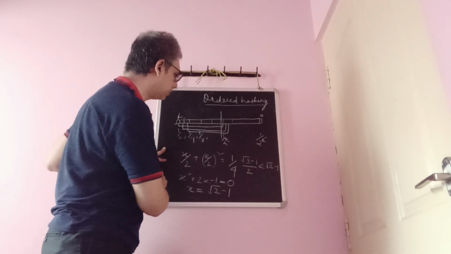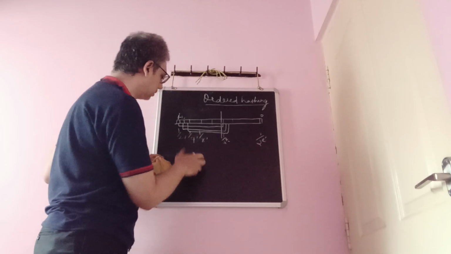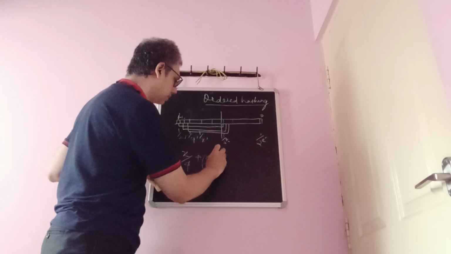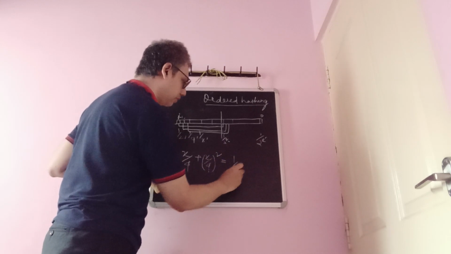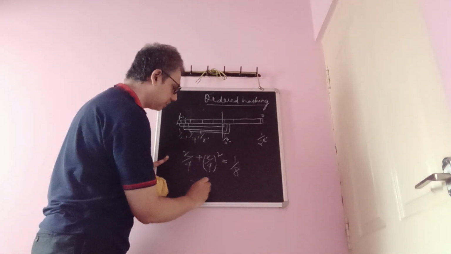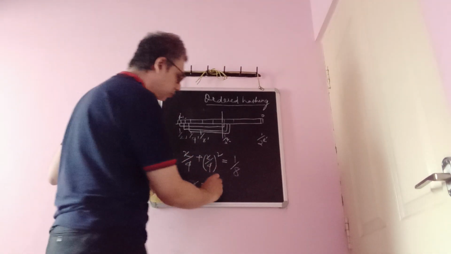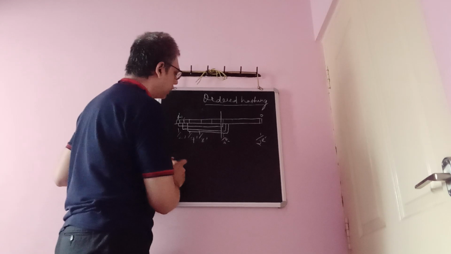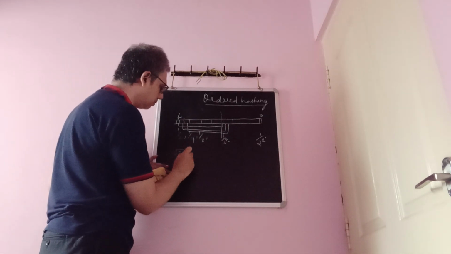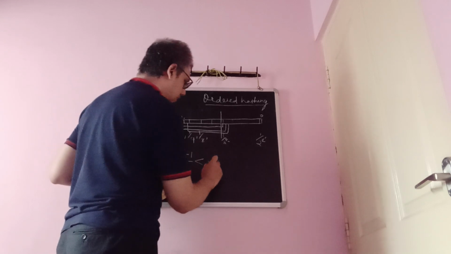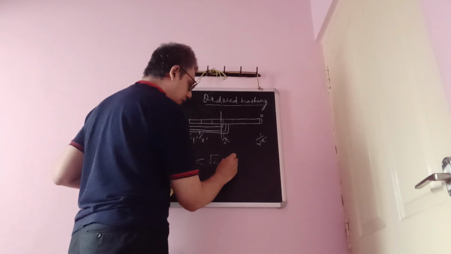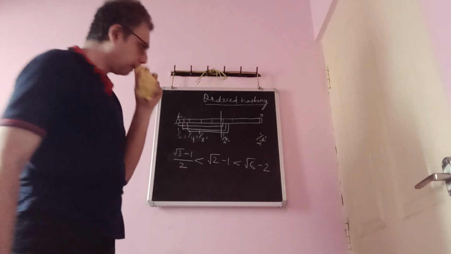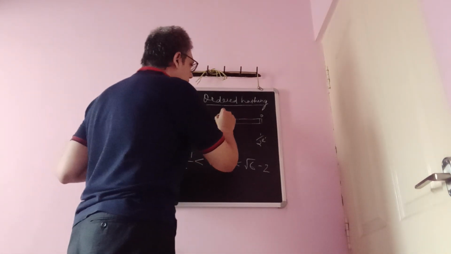Similarly, if we take the third pair of bits, we will require x by 4 plus (x by 4) the whole square equal to 1 by 8, which upon solving gives x equal to root 6 minus 2. So you will get the following inequality. Like this, we can keep pairing all the bits and keep solving. You will get (root 3 minus 1) by 2 less than root 2 minus 1, which is less than root 6 minus 2.